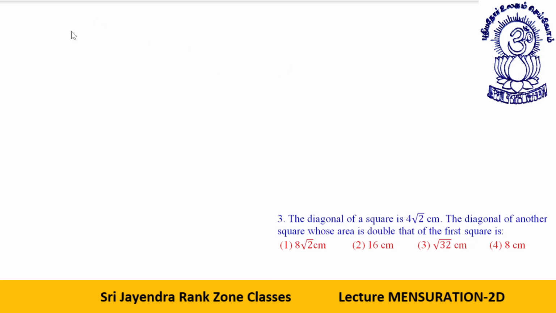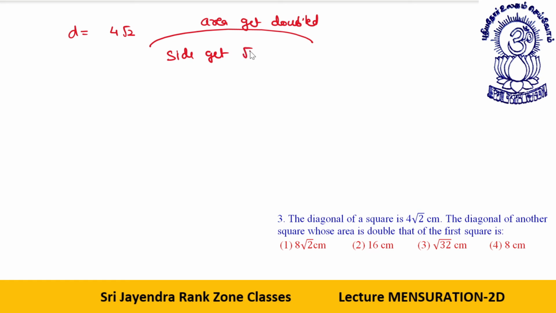The diagonal of a square is 4 root 2. The diagonal of another square whose area is double that of the first square is C. First of all, if area gets doubled, then a simple logic is side gets root 2 times. So new diagonal will be what? 4 root 2 into root 2, or 8.